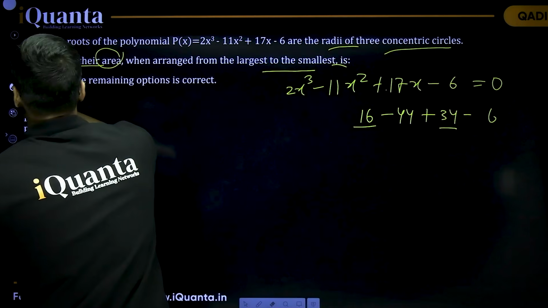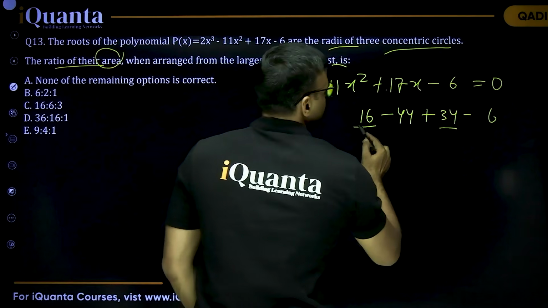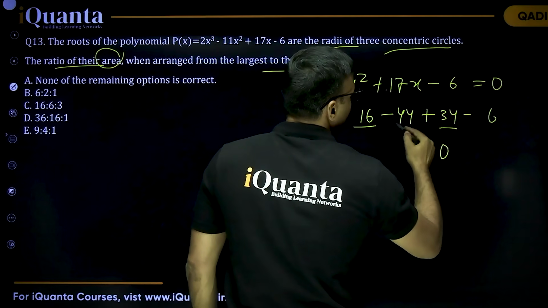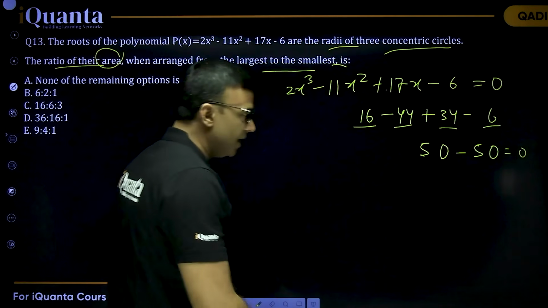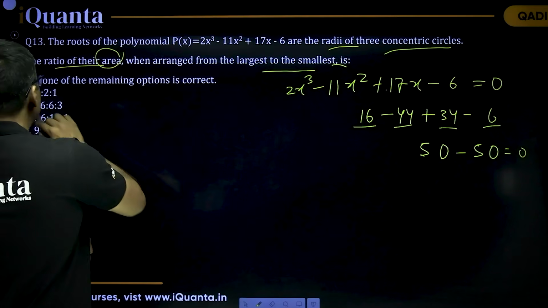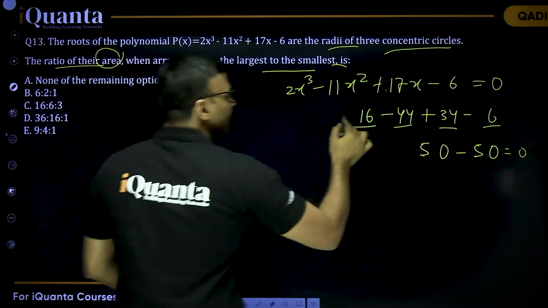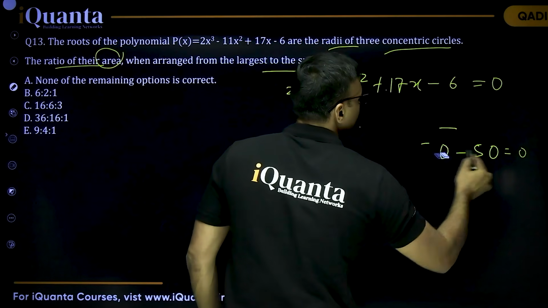Yeah, so this is the situation. 16 plus 34 is 50, and 44 and 6 is also 50. So 50 minus 50 is 0. So what does that mean? X equal to 2 satisfies this equation. That means x minus 2 is a factor, right?